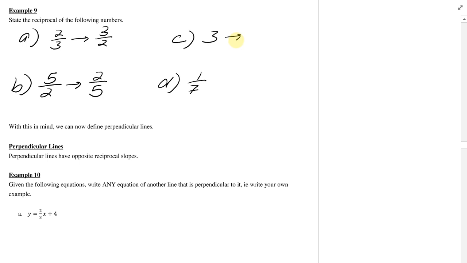So the reciprocal of 3 would be 1/3. And then the reciprocal of 1/7 would be 7/1, but we wouldn't write it like that. We would just write 7. So make sure that you just write it as 7. Okay, so we need to know just the concept of the reciprocal so that we can talk about perpendicular lines.